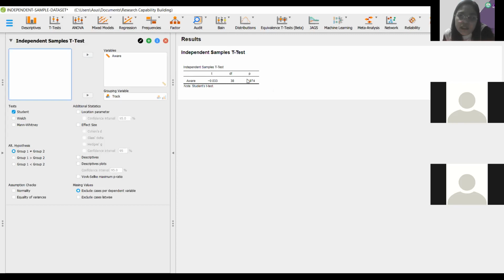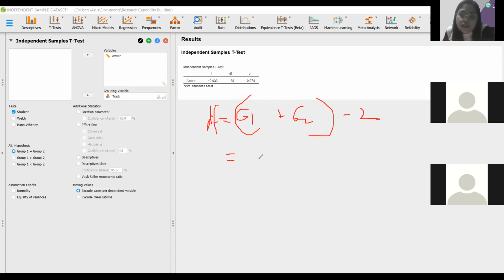So ang formula niyan is df equals group 1 plus group 2 minus 2, kasi dalawang group tayo dito. Meaning, kung ilang numbers yung nasa group 1, example, meron doon 20 na babae and then 20 na lalaki. So that's 40 minus 2, that is why 38. Meaning there are 38 data that can vary from each other. That's the degree of freedom.